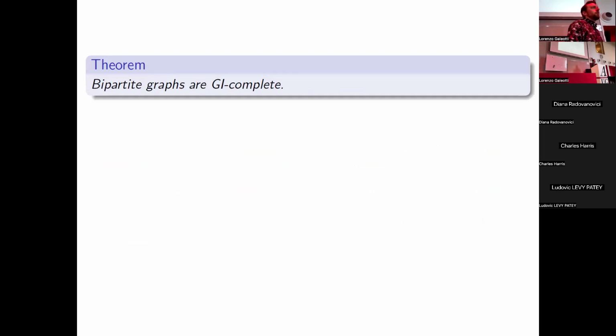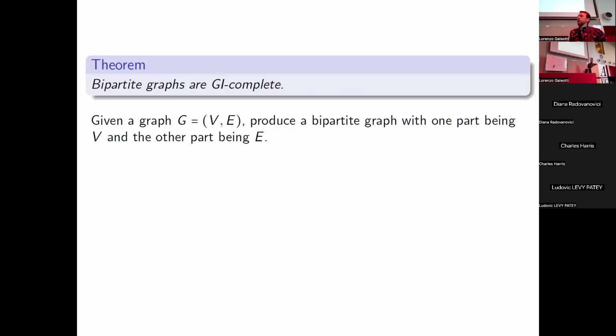They are complete for graph isomorphism. So what are we going to do? We're going to use this standard thing where we turn a graph into a bipartite graph. Given some graph G, I'm going to produce a bipartite graph, and it has to maintain isomorphism. So the two graphs are isomorphic if and only if the two bipartite graphs I build are isomorphic. One part is going to be just the vertices of the original graph, but the vertices of the other part are going to be the edges of the original graph. So I'm viewing the edges of the original graph as the vertices of the graph I'm producing.